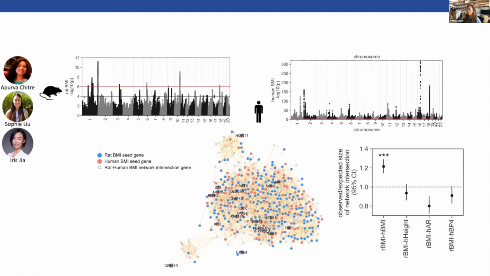As a quality control, we looked at the size of this network relative to other networks. What we did was take our rat BMI network and co-localize it with different human traits. We found that the rat-human BMI networks are significantly larger than the networks that we produced using other human traits, even height, which you would expect would have a strong correlation. I won't be showing this data, but we also did this in height as well. And we found that height intersects well with itself, but not as well with BMI in the same way.